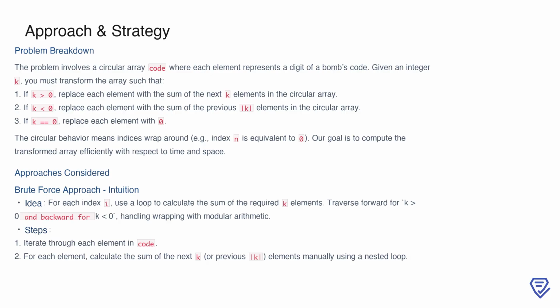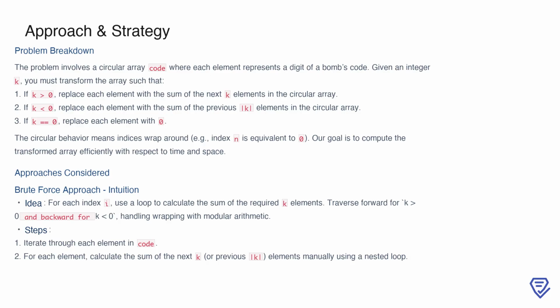The circular behavior means that when we go past the last index, we wrap back to the beginning, and modular arithmetic helps manage this. Now, while our goal is to compute this transformation efficiently, let's first consider a brute force approach to understand the problem better.